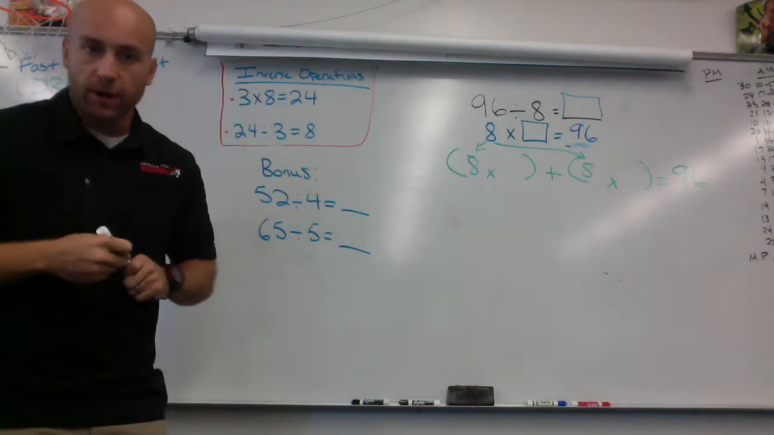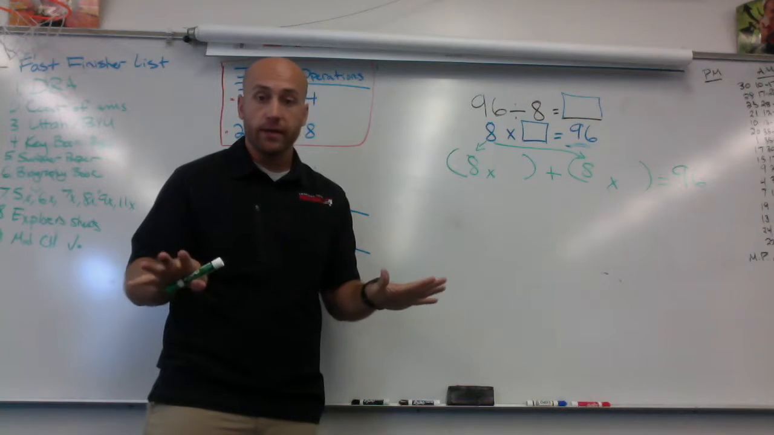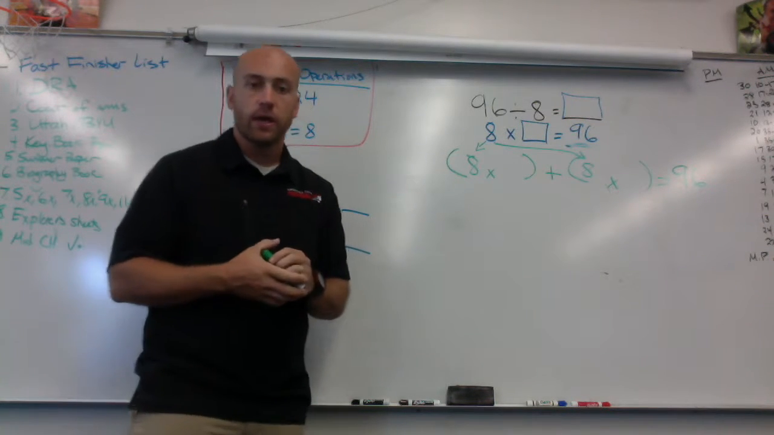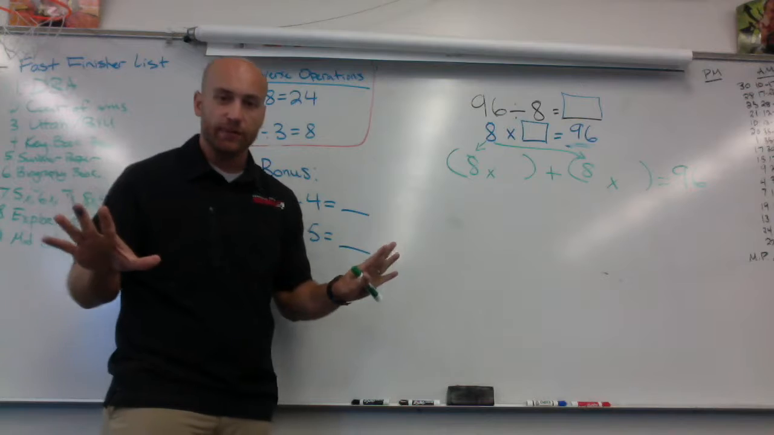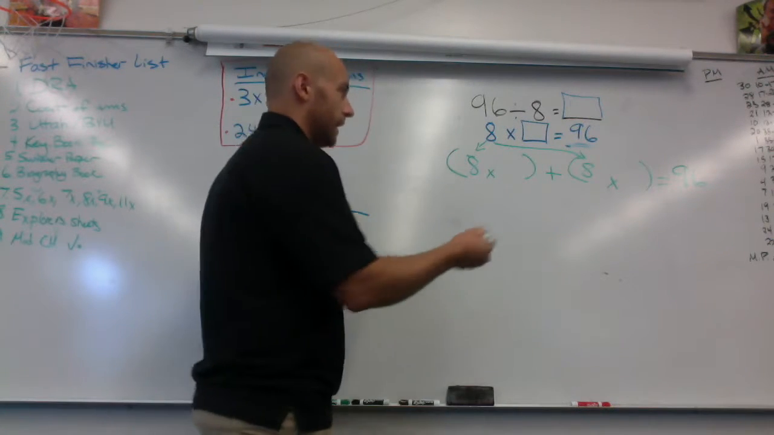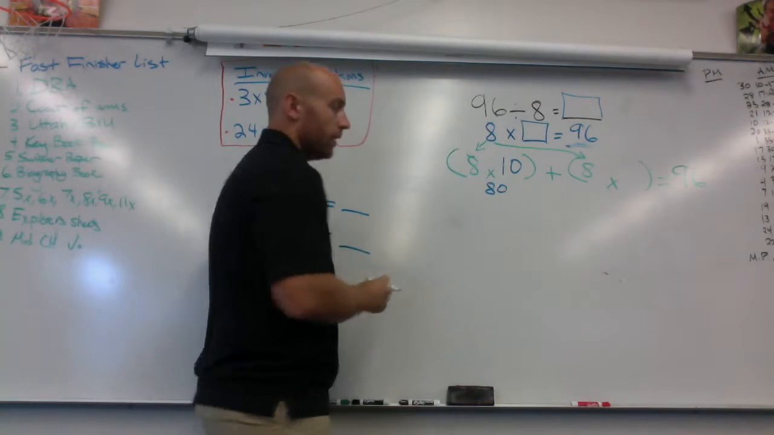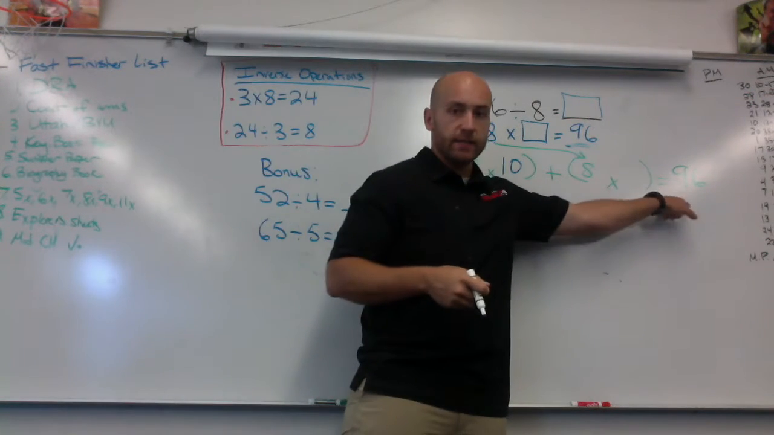Now here's the hardest part. We have to figure out what two numbers we want to use. Remember, there's not one right answer. You can use any two numbers that you like, but we like to use 10 because 10 is really easy. So we're going to use 8 times 10 right here, and that's 80. But we're still trying to get to 96.